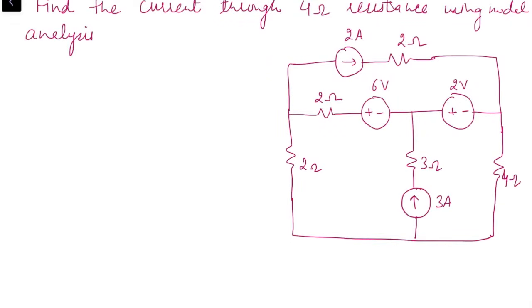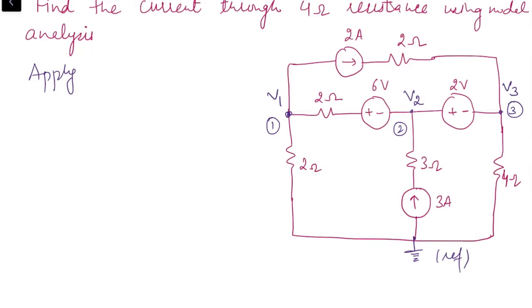analysis. So first step over here is we need to identify how many nodes are there where we can apply KCL. This is first node, second node, third node, and we have another fourth node which I will consider as reference. Now let's assign the voltage to each node with respect to reference V1, V2 and V3. The next step is we have to apply KCL to each node.